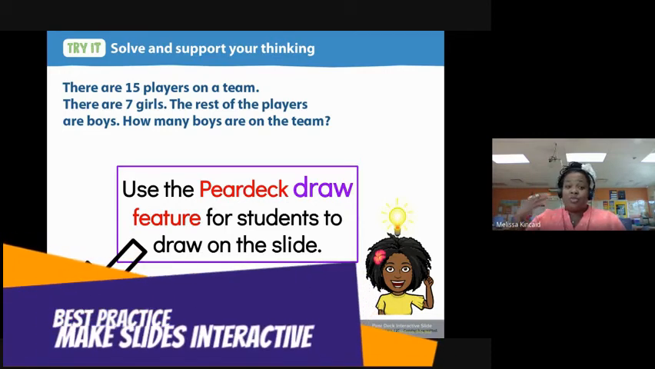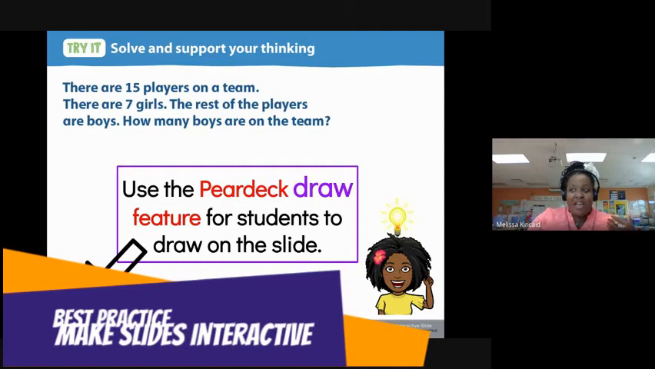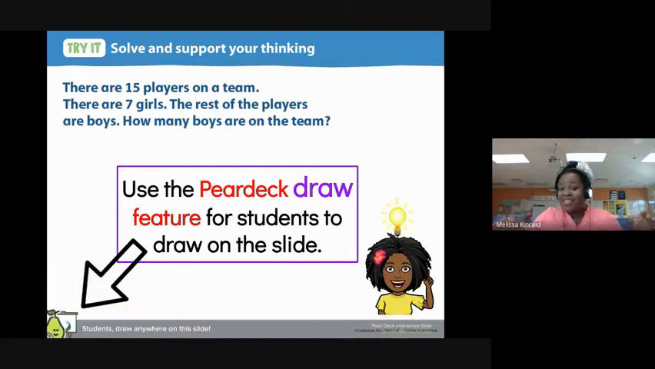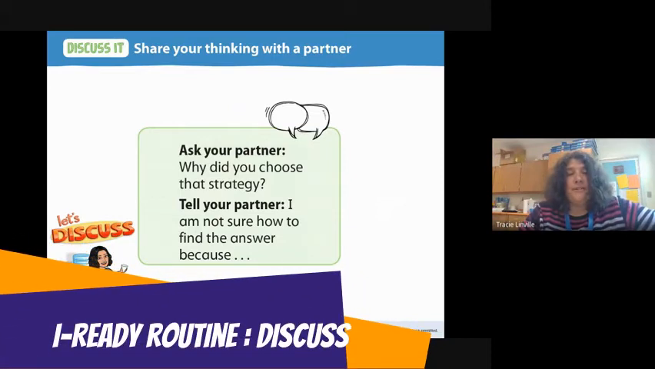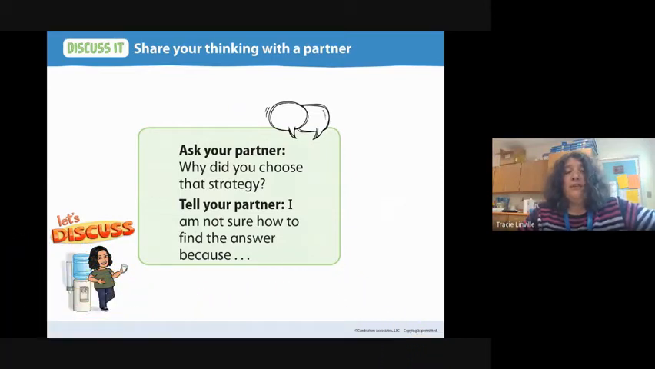You can have them draw using Peardeck digitally. You can have them type their answers using Peardeck digitally. And you see all of their answers in the Try It slide. And you can use this if you're in the classroom, or you can use it if you're doing remote learning. That is really important.